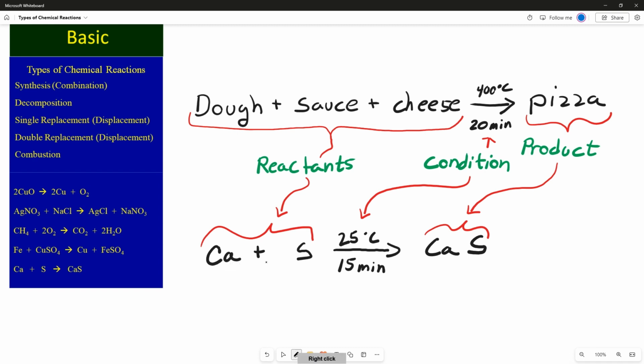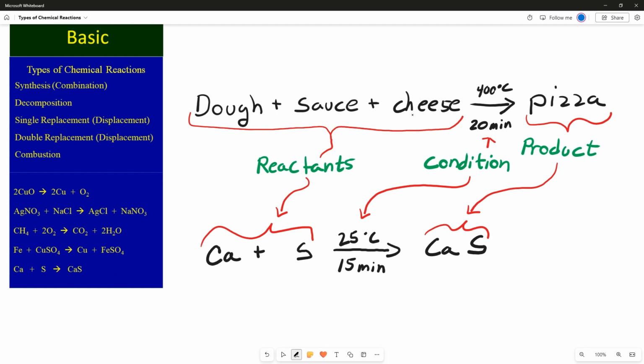So you could take calcium plus sulfur, that would be your reactants. Your conditions would be represented by this arrow. You'd have 25 degrees Celsius for 15 minutes. And then your product would be CaS, the two compounds combining together. And just like in cooking, where you can classify different recipes, like this would be classified as an Italian recipe, primarily because of the types of ingredients used. Well, you could also have, say, an Indian recipe, which would have different types of spices or sauces being used.